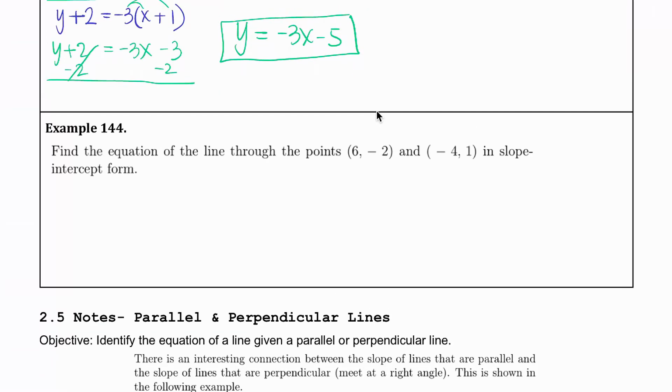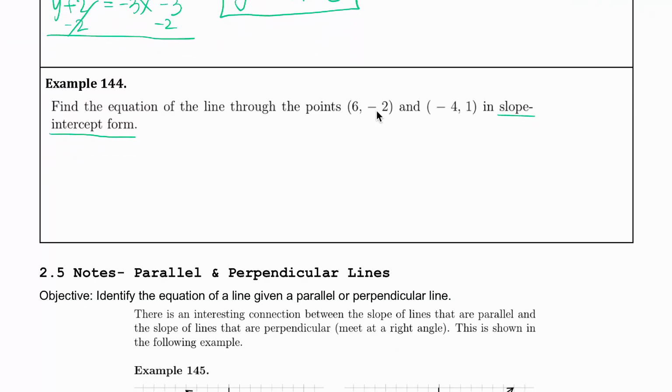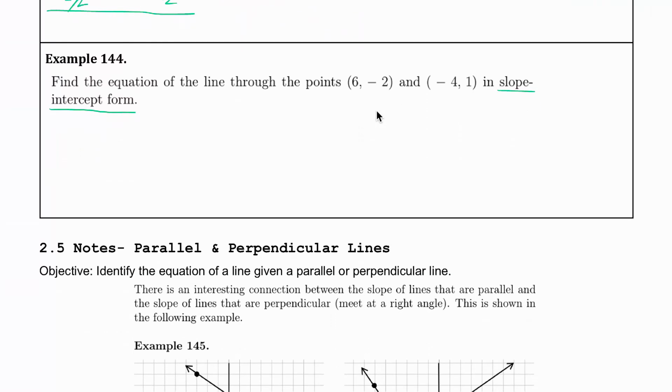Okay, and then the last one here, it says find the equation of the line through the points 6, negative 2 and negative 4, 1 in slope-intercept form. So we're going to start out with the point slope formula, then we're going to convert it to slope-intercept form. Let's find our slope first. We have y, 1 minus negative 2 on top, negative 4 minus 6 on bottom. And if we simplify that, we get 3 over negative 10. So there's our slope.